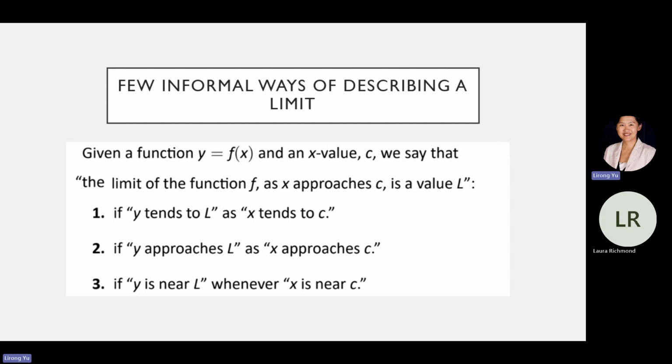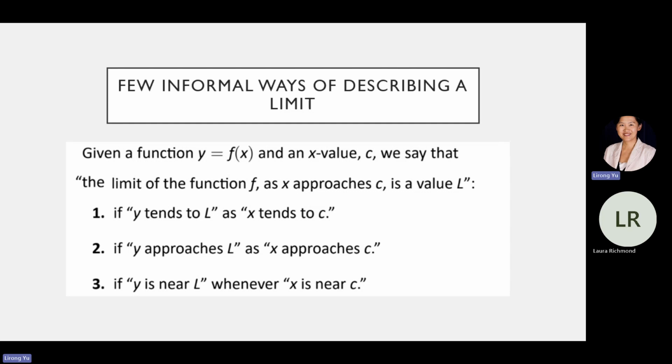How do we confirm that? So this is a formal way to say it. You can say y tends to L as x tends to c. That's one. And two, y approaches L as x approaches c. That's how I normally say it. I like to, the little right arrow thing, I call approach.